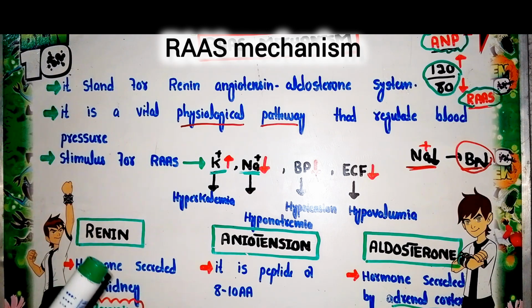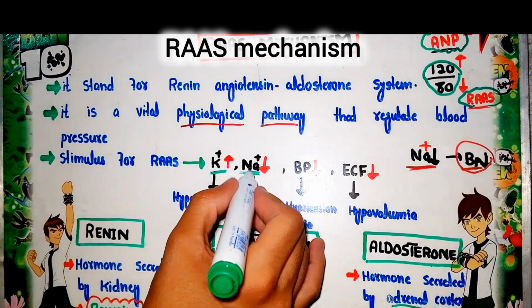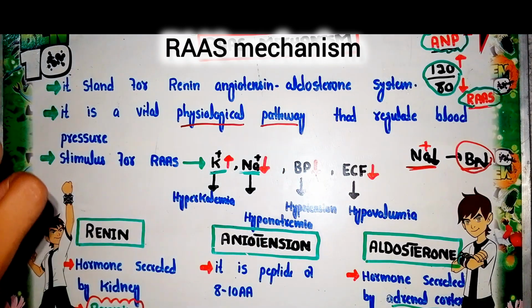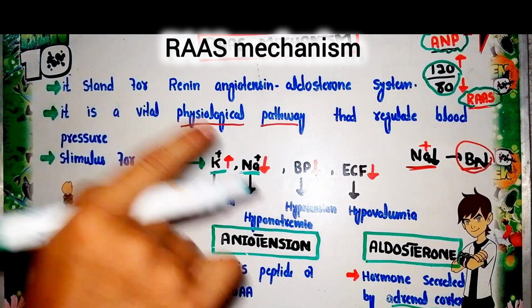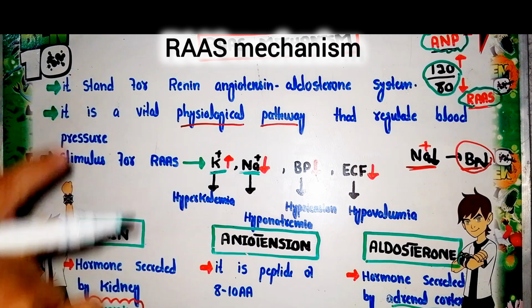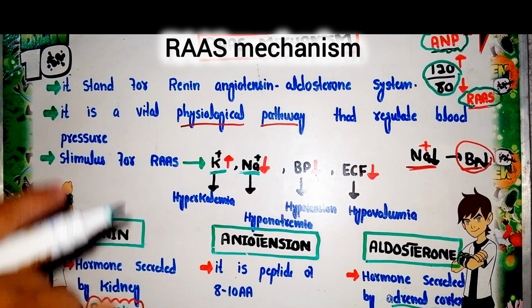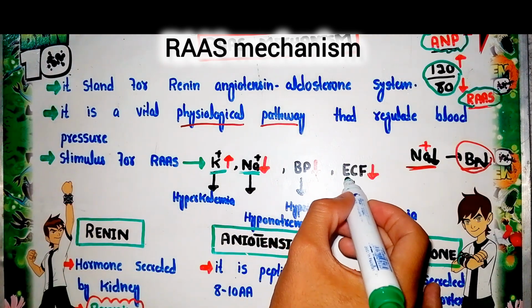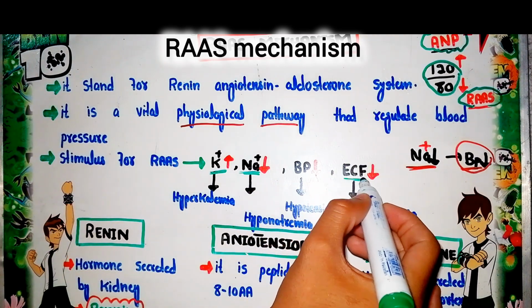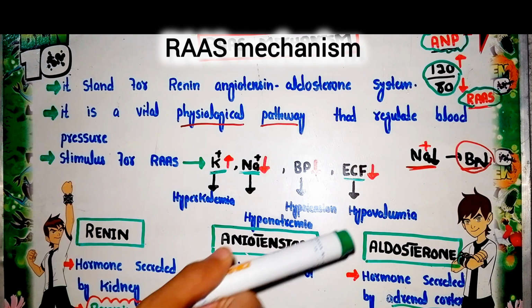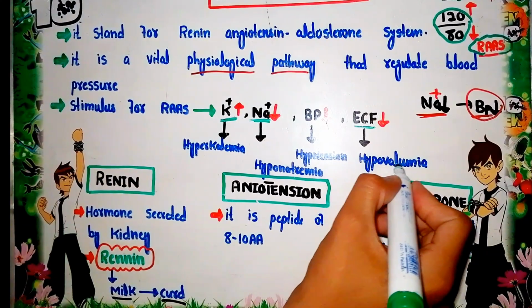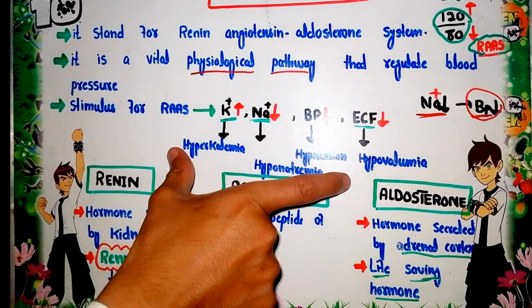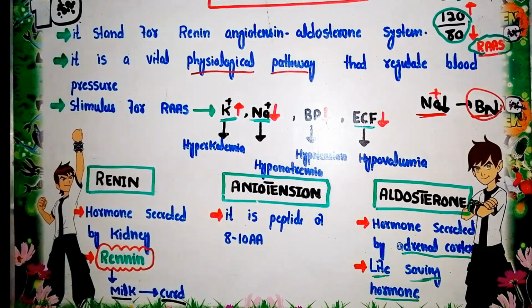As I have already told you, there is a direct relation between the sodium ion and the blood pressure. When there is high sodium level, there is high blood pressure. When there is low sodium ion, there will be low blood pressure. Or when there is lower volume in the extracellular fluids, we call it hypovolemia. These are the stimuli responsible for the operation of the RAAS mechanism.